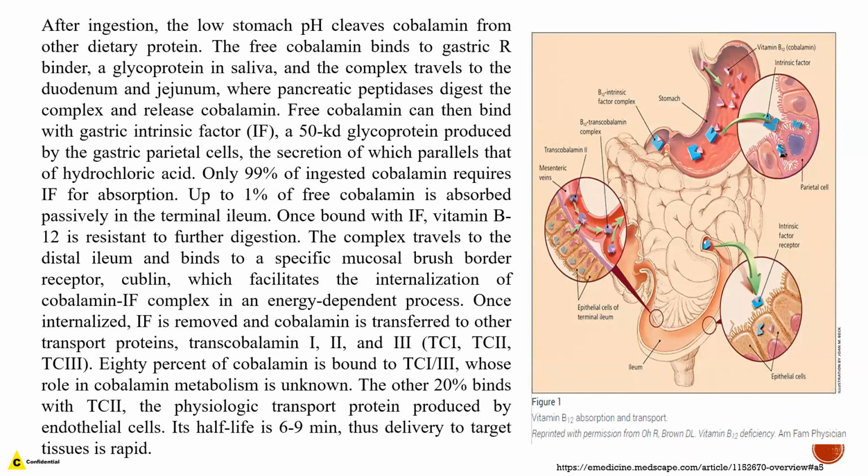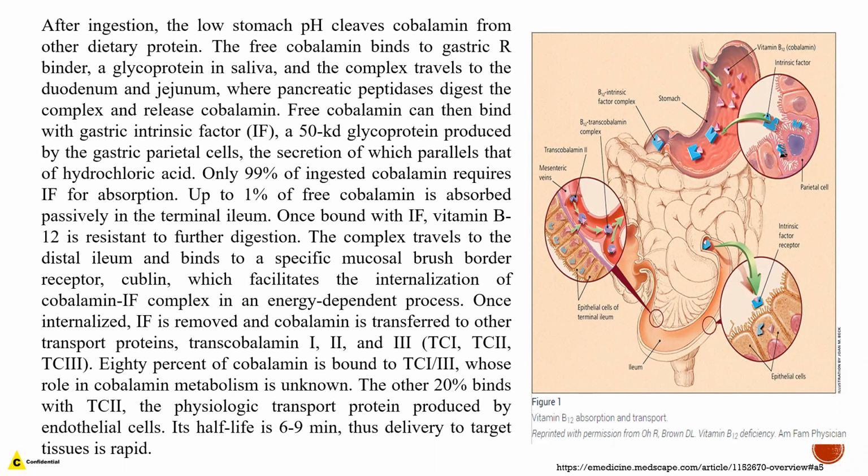After ingestion, the low stomach pH cleaves cobalamin from other dietary protein. The free cobalamin binds to gastric R binder, a glycoprotein in saliva, and the complex travels to the duodenum and jejunum, where pancreatic proteases digest the complex and release cobalamin. Free cobalamin can then bind with the gastric intrinsic factor, a glycoprotein produced by the gastric parietal cells, the secretion of which parallels that of hydrochloric acid.